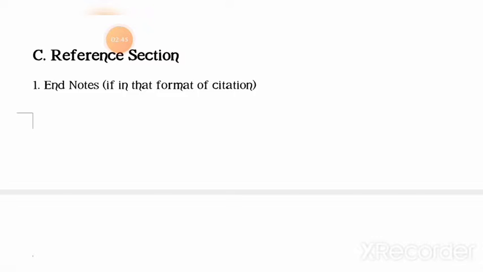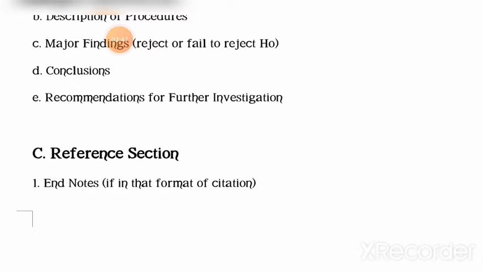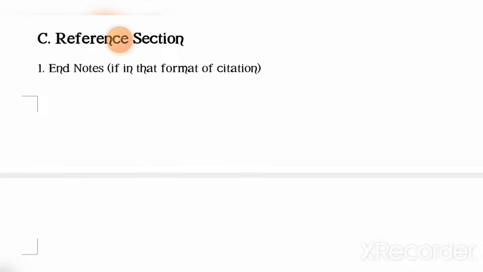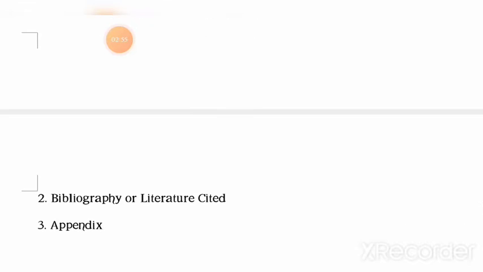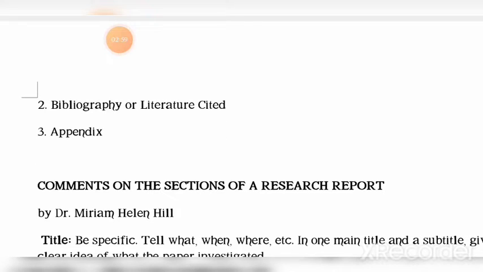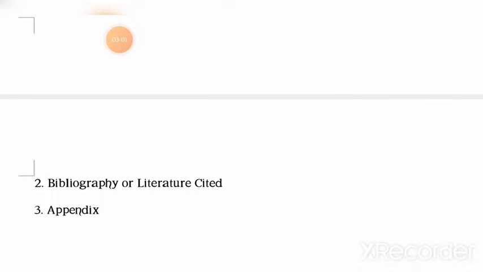Then the other subsection is the reference section. That is the sixth section, which is the reference section. That section contains the endnotes, the bibliography or literature cited, and then the appendix. So that is it. Those are the things we're going to look at in this study. Thank you.